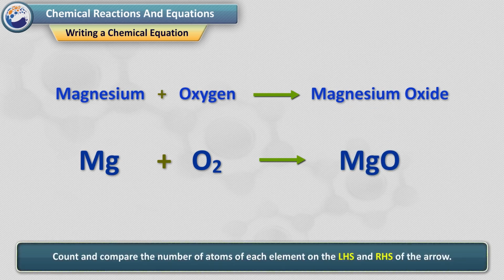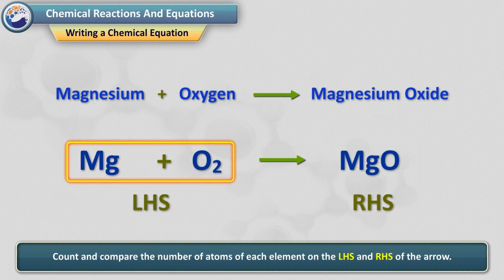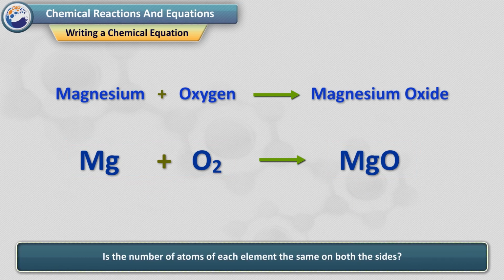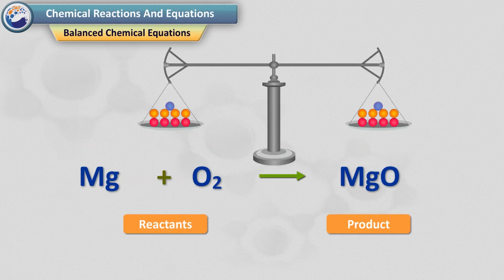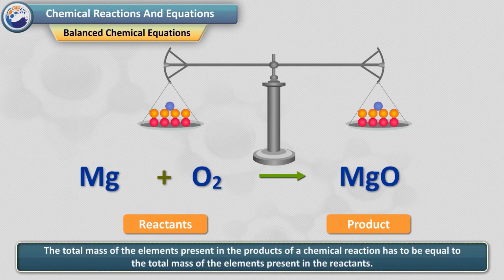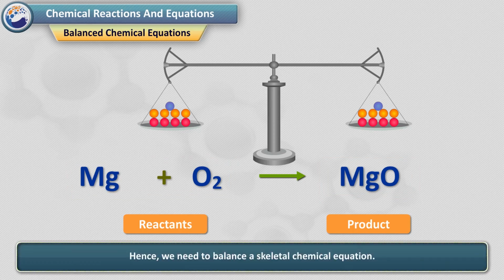Count and compare the number of atoms of each element on the LHS and RHS of the arrow. Is the number of atoms of each element the same on both sides? If not, then the equation is unbalanced. Balanced chemical equations. Mass can neither be created nor destroyed in a chemical reaction. That is, the total mass of the elements present in the products of a chemical reaction has to be equal to the total mass of the elements present in the reactants. Hence, we need to balance a skeletal chemical equation.